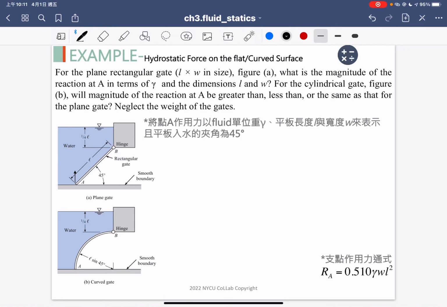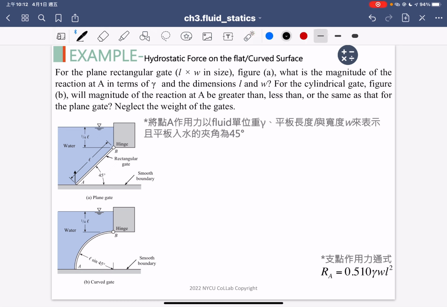Okay, so this exercise is our final example for application of the hydrostatic equations. As you can see, the problem here has two conditions. The first one is the planar gauge, and the second one is the curvature gauge. Okay, so we have two conditions.